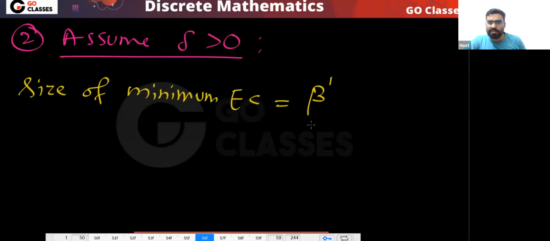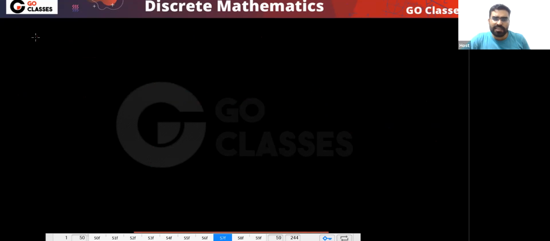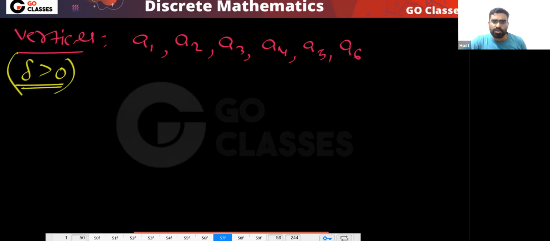What observation can you make? The size should definitely be greater than or equal to n by 2 ceil. Yes or no? Why? What is the reason? Because you can notice that one edge will cover how many vertices. The idea is very simple. Let's assume your vertices are A1, A2, A3, A4, A5, A6, and let us assume that delta is greater than 0. It means the minimum degree is greater than 0, so there is no isolated vertex.